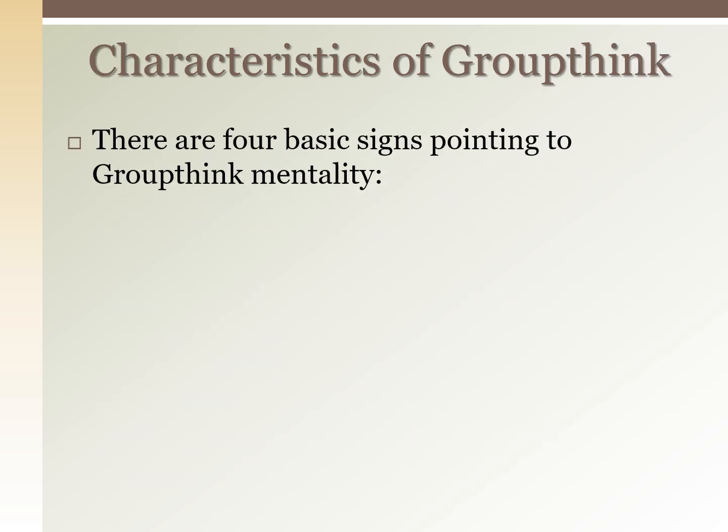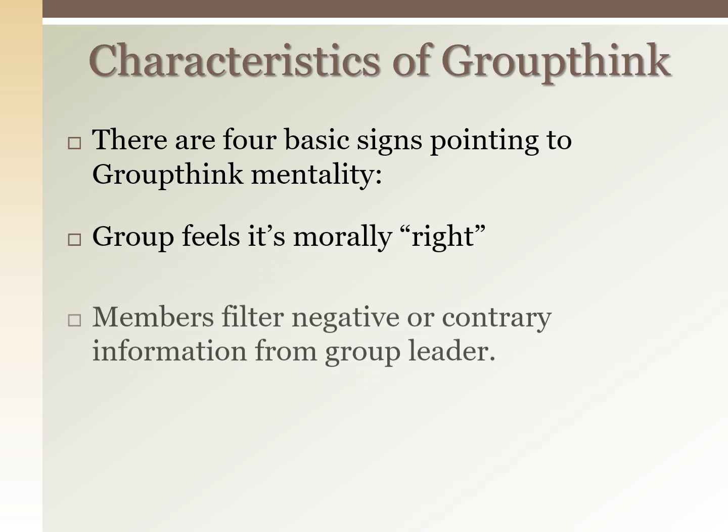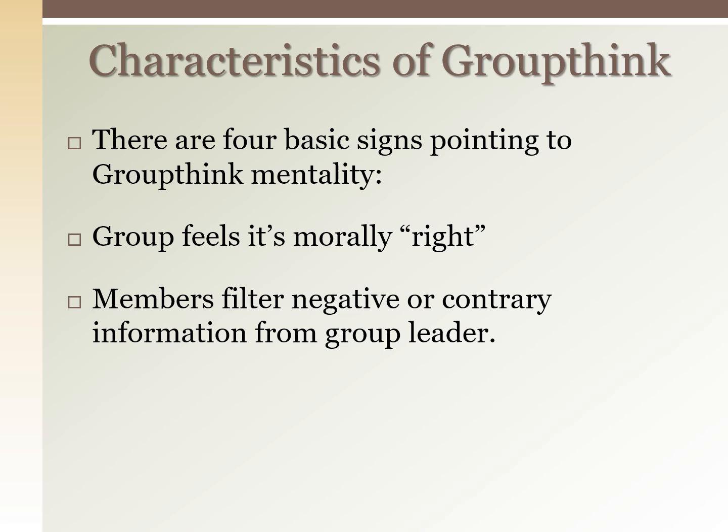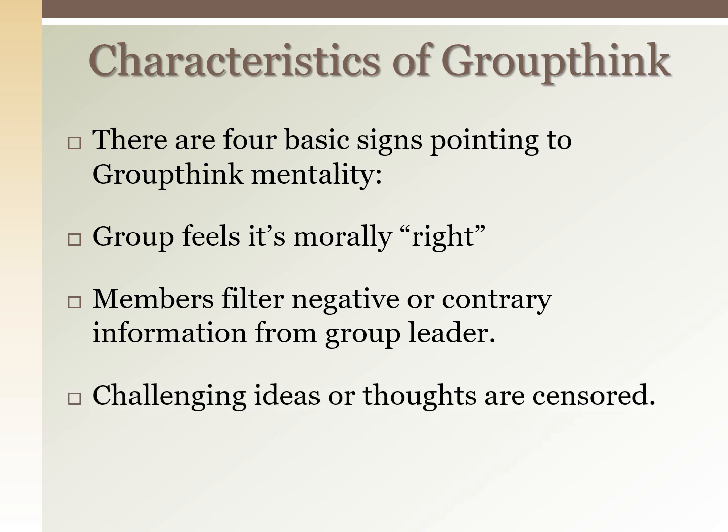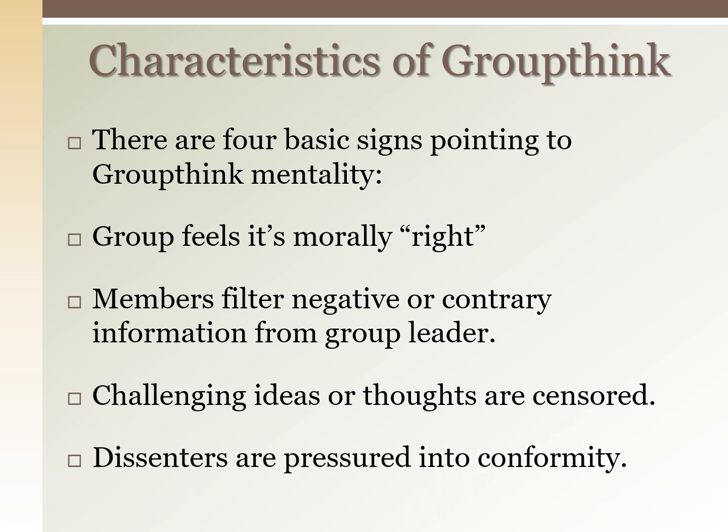Characteristic of groupthink, there are 4 basic signs pointing to it. 1, the group feels it's morally right. Members filter negative or contrary information from the group leader. Challenging ideas or thoughts are censored, put down right away, and those who are dissenters are pressured into conformity.